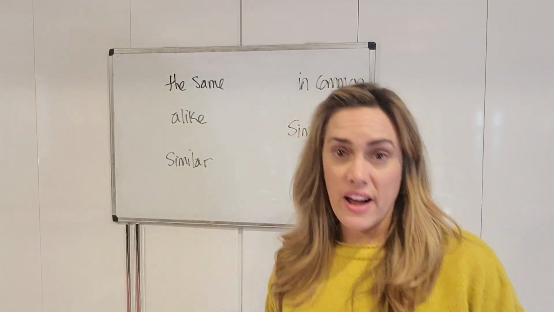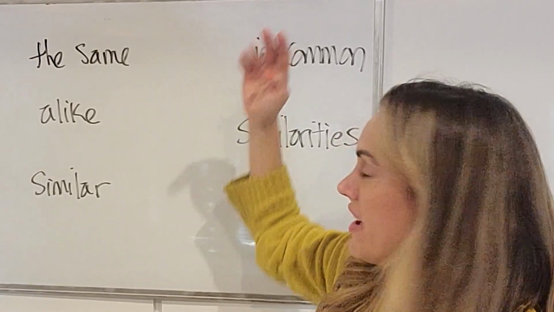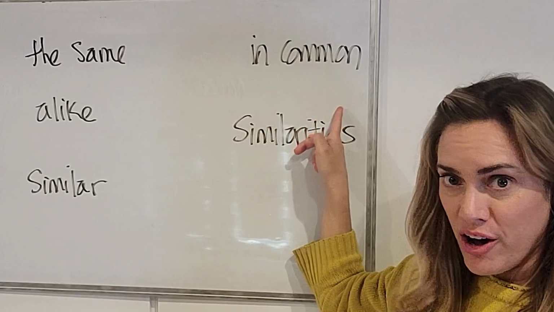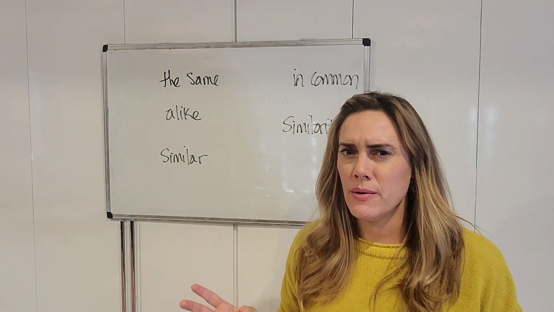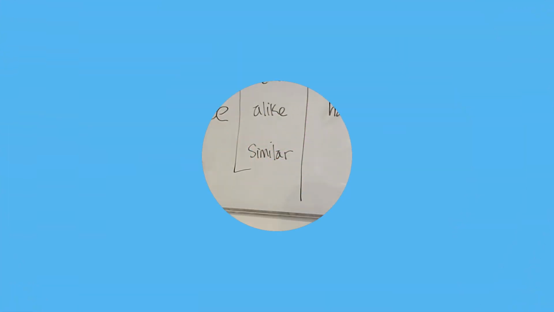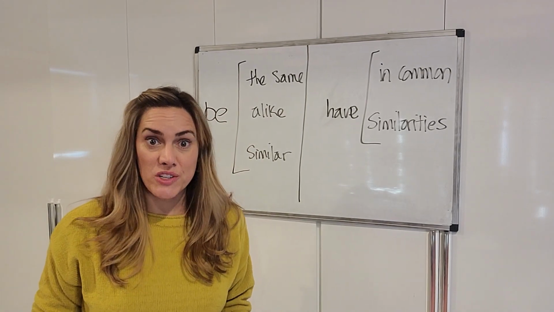same mistakes. All right, so here's the list of the words that I saw trouble with: the same, alike, similar, in common, and similarities. So let's talk about how to use these words and how to prevent some mistakes with them. So first of all, I think it helps to know what part of speech these words are.